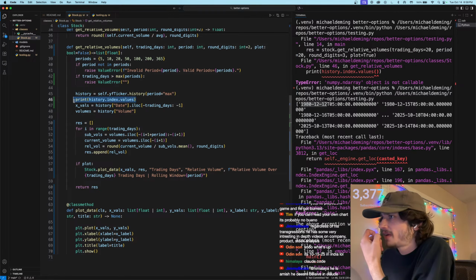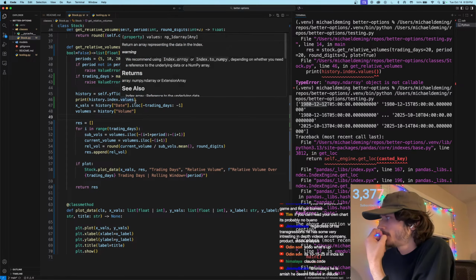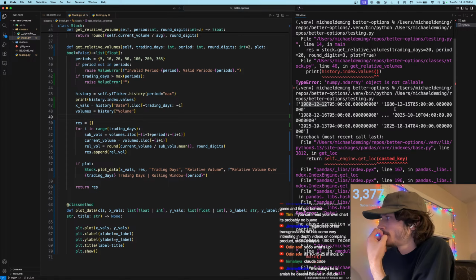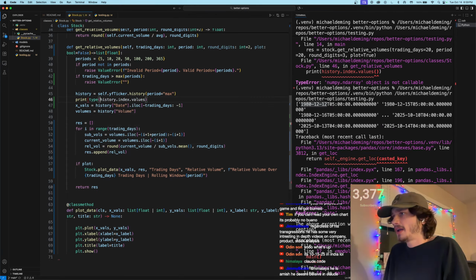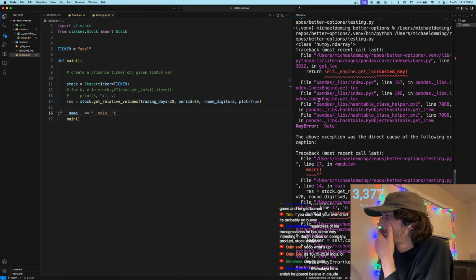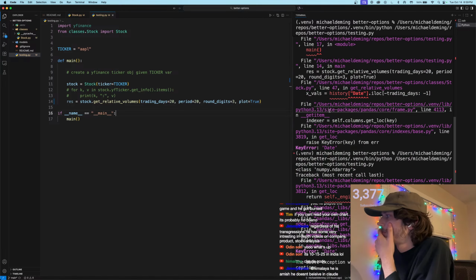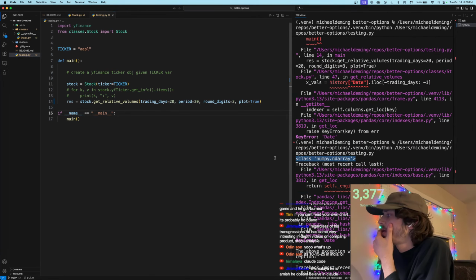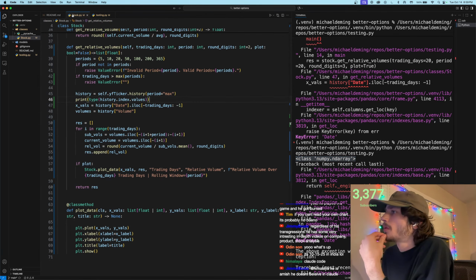So this gives us the history values, which is still a data frame. No, it looks like a list actually, sorry. What is the type? A NumPy array. Okay.